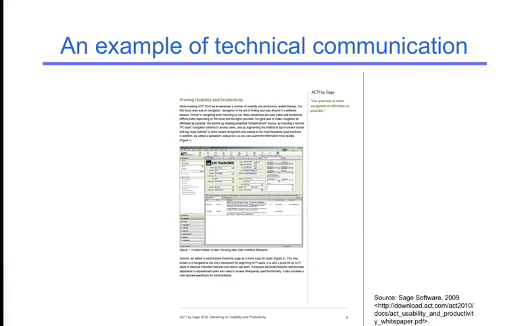This is another example of technical communication. This is proving usability and productivity. This is more of a report kind of thing. And this is a particular document that's used to convey a lot of information. So it might be a section of a report. It's got a figure in it. There's a description of what the figure is. So there's an image there that's showing you how you're working on usability and productivity.